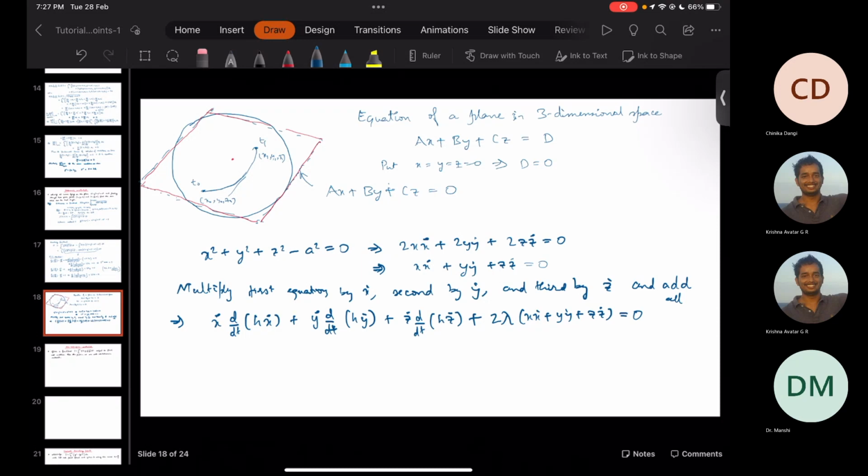Now you recognize something, right? This term evaluates to 0. So what we have essentially done is eliminated lambdas from our equations. So we will have x dot, and then d by dt of h x dot, and then similarly, is equal to 0, isn't it?